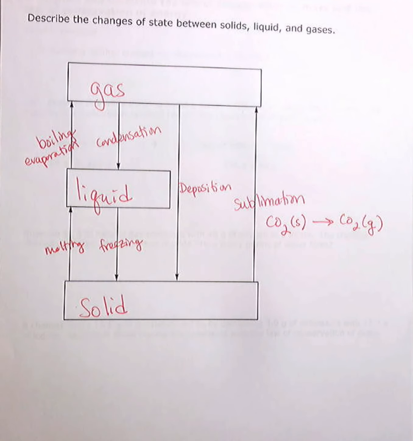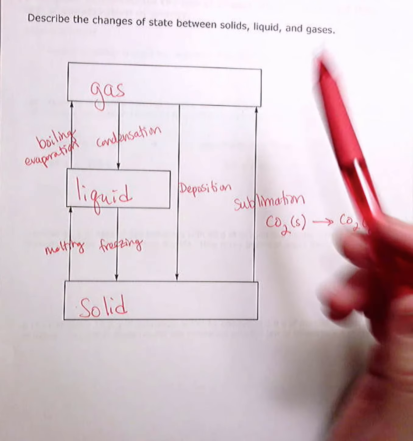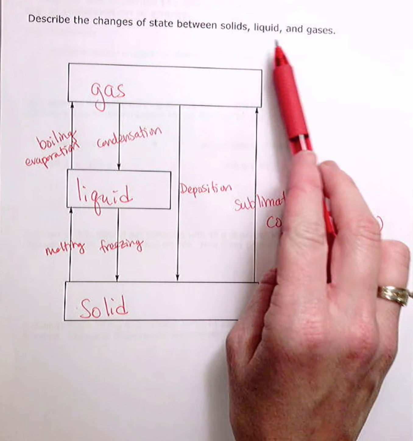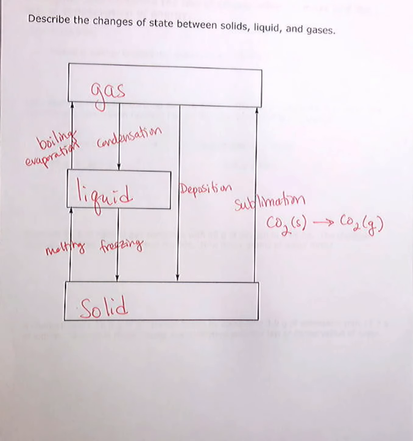So we covered physical and chemical properties, physical and chemical changes. We talked about the states, solids, liquids, and gases, and their different properties. And lastly, we talked about solids, liquids, and gases, and how they can change to one another.